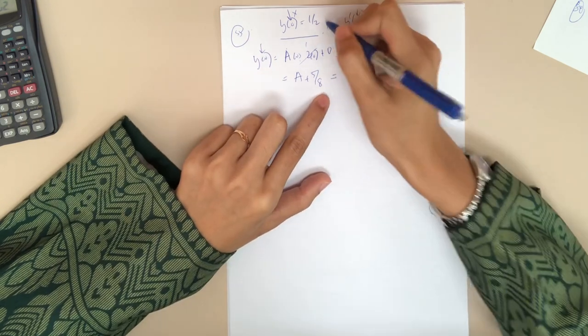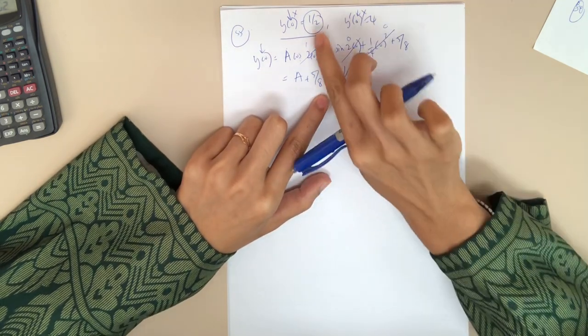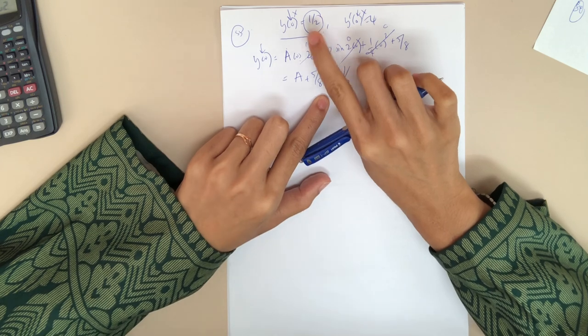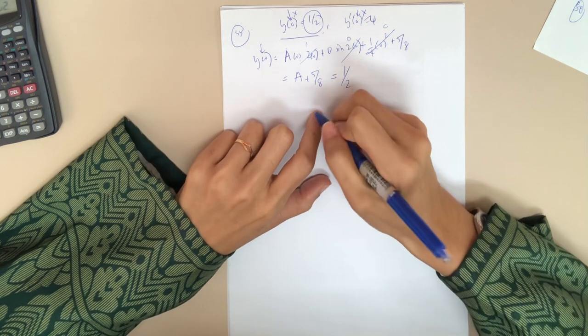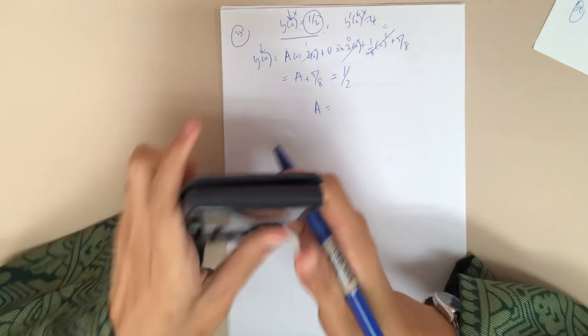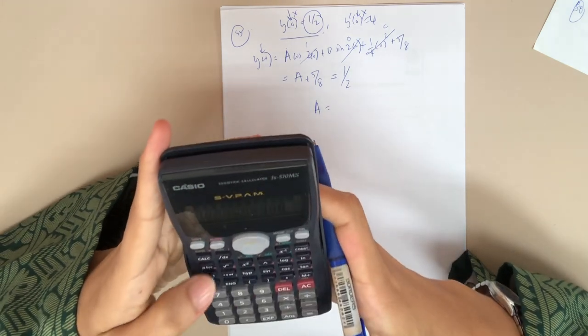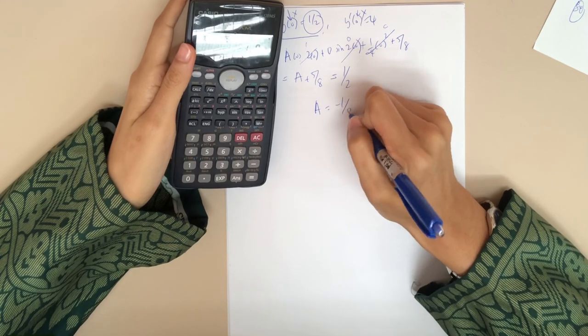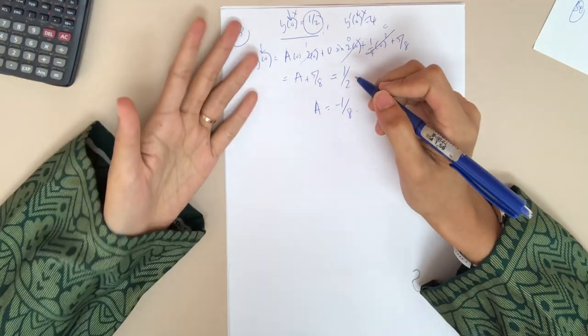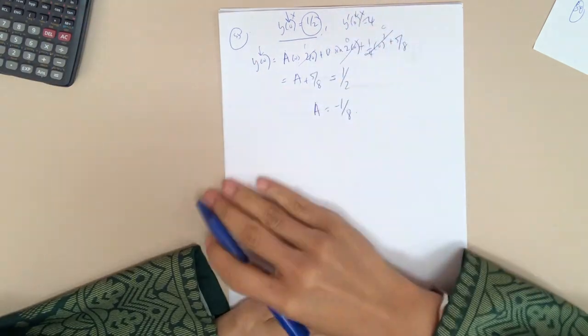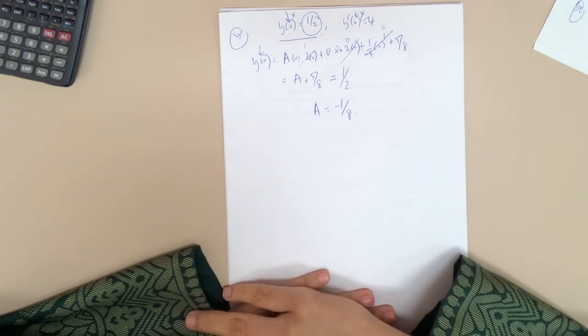And this must be equal to 1/2. We follow the initial condition given here, 1/2. Therefore, what is your A? 1/2 minus 5/8, so you have negative 1/8 here. So you already get your A. So how to get B? Now we want to find B.